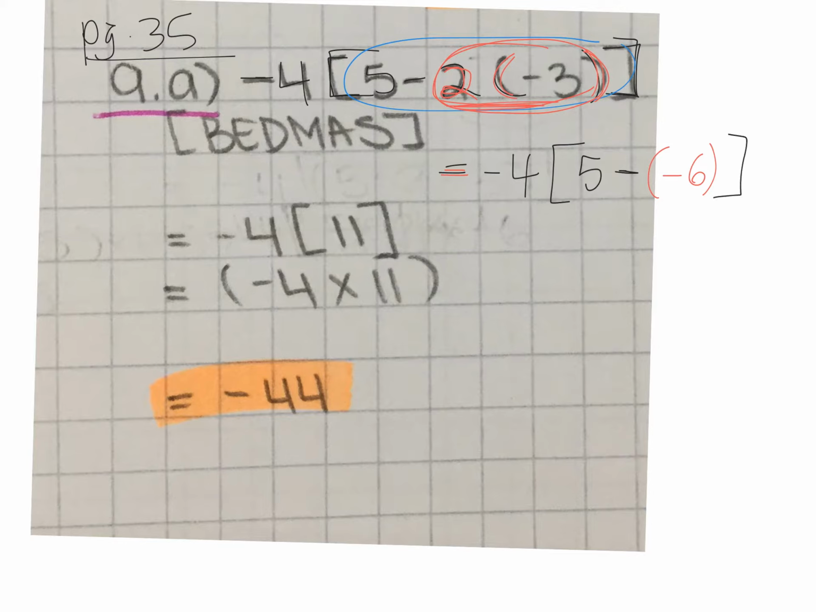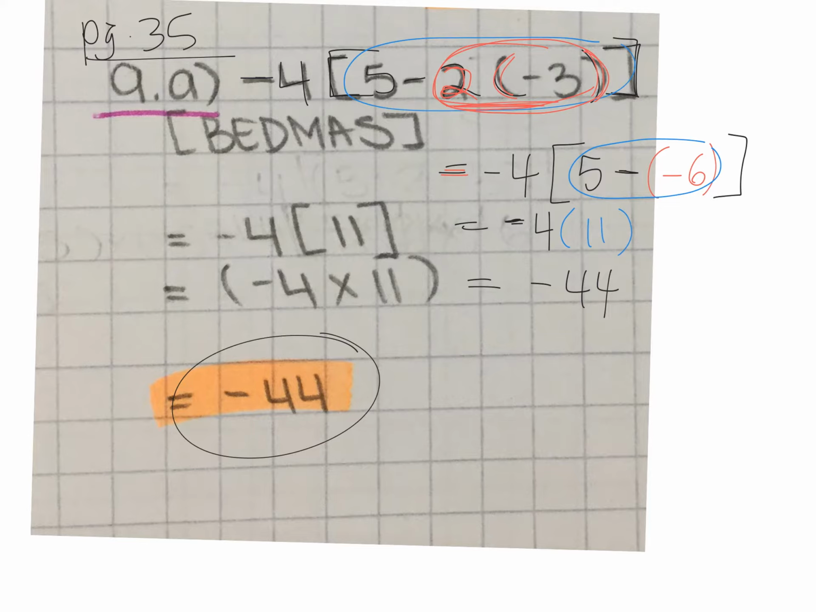Or we could do 5 plus 6. Same thing, right? 5 take away negative 6 is the same as 5 plus 6. So now what do we have to do next? Do we still have a bracket? What's inside the bracket? Subtract negative 6. 5 take away negative 6 equals positive 11. And we had this negative 4 in front, and it's negative 4 times 11 equals negative 44.